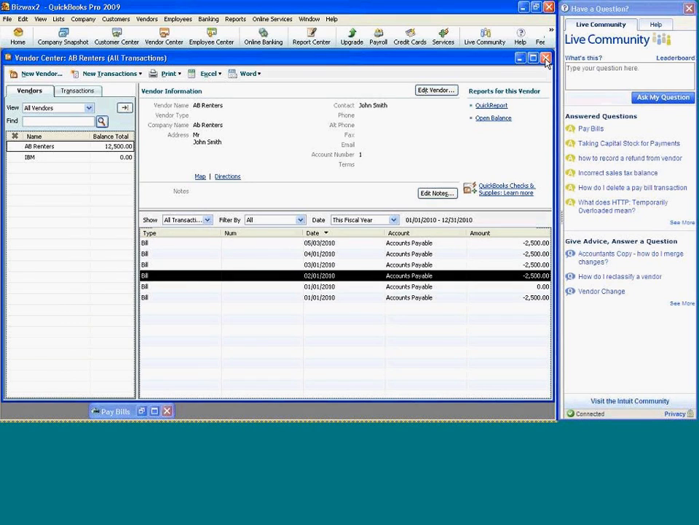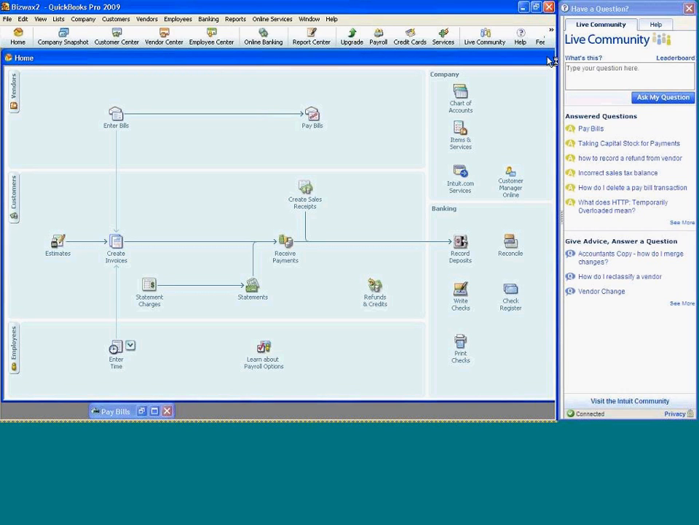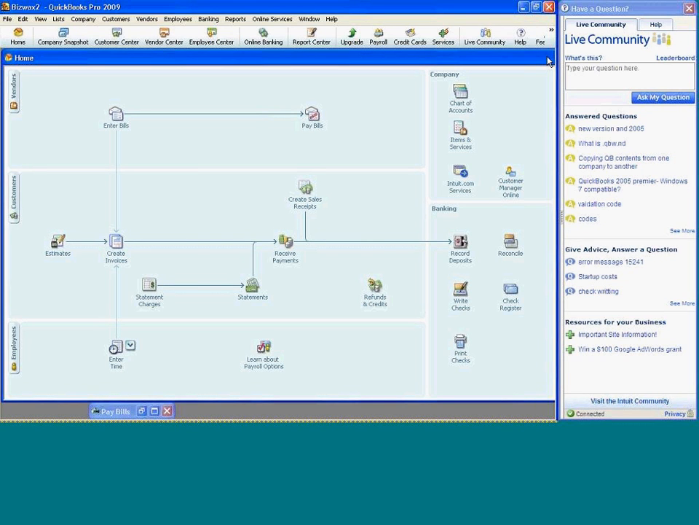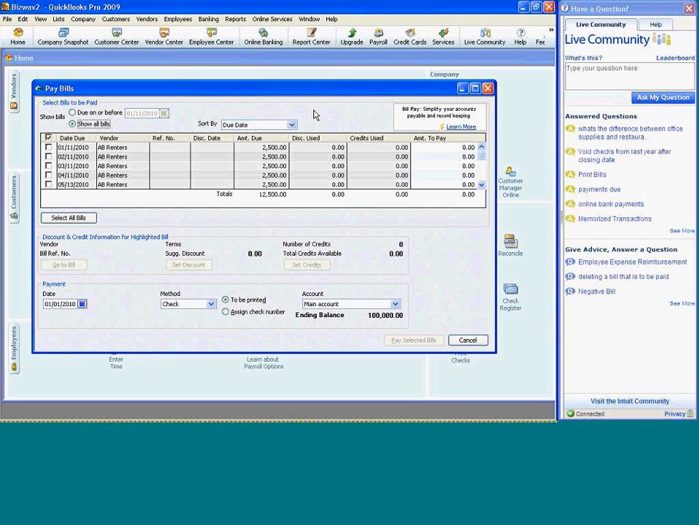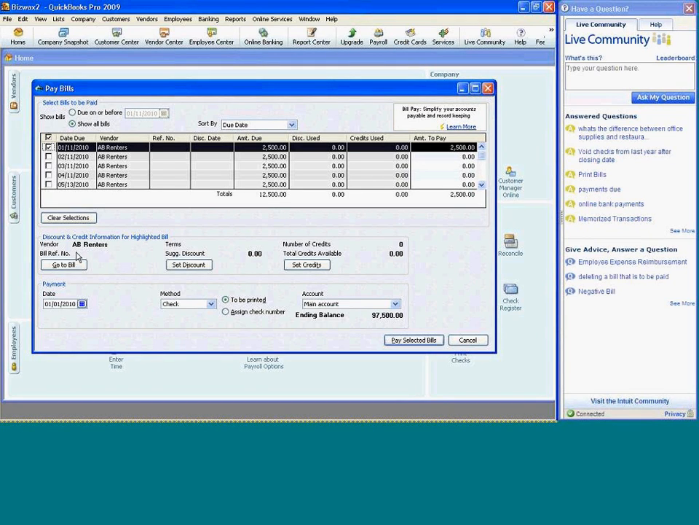Okay. So now if I close this, we have a whole bunch of bills, and now what we can do is pay the bills. So now we have a record of the bills, and I said originally when I set up this account that the account had $100,000 to start off the company. So now I'm going to take the first bill, and I'm going to say, pay that bill.